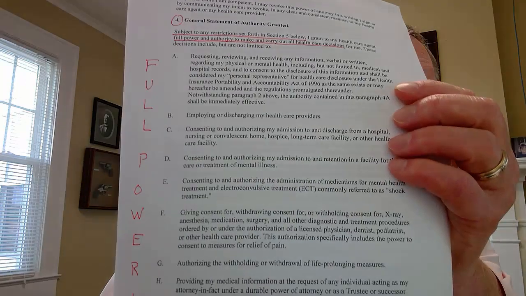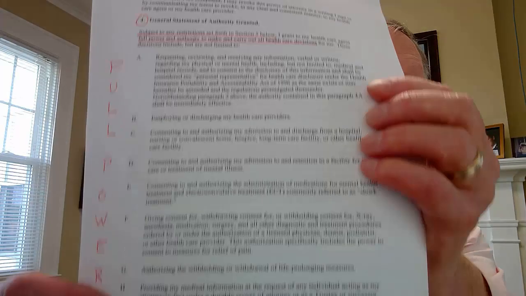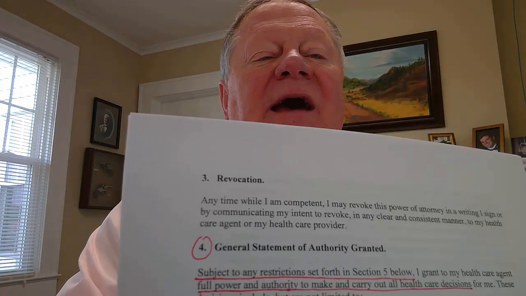The next page is what I want to point out. Section 4 of the healthcare power of attorney has a couple of elements. Generally, in Section 4, you are giving your healthcare agent full power and authority to make healthcare decisions for you. Full power and authority, with one exception. Up here, it says, subject to any restrictions set forth in Section 5 below, I give my healthcare agent full power and authority to make decisions. Subject to any restrictions that I have put in Section 5.